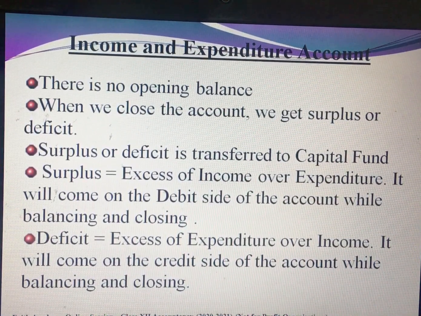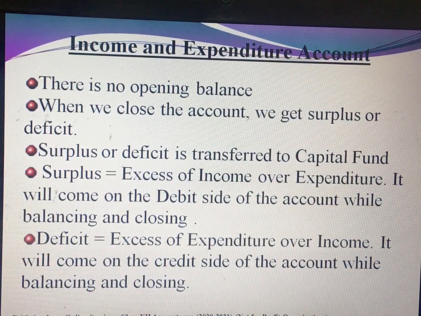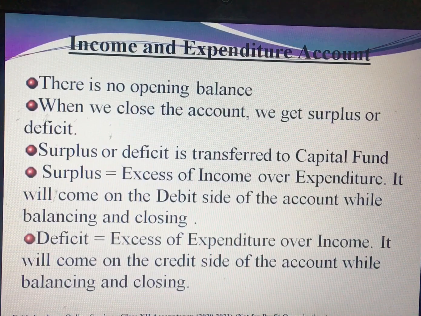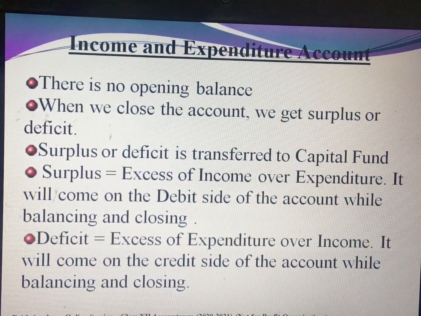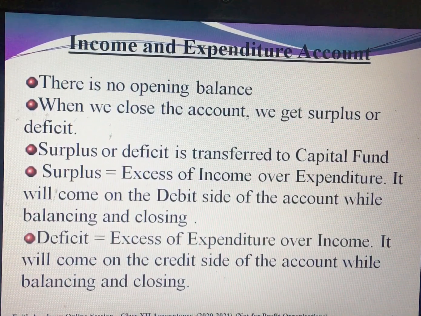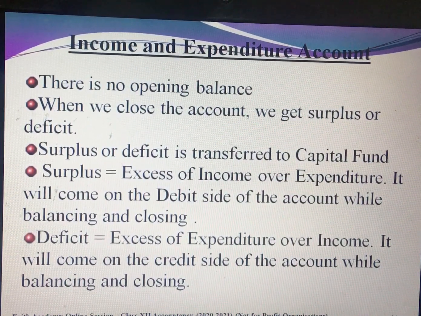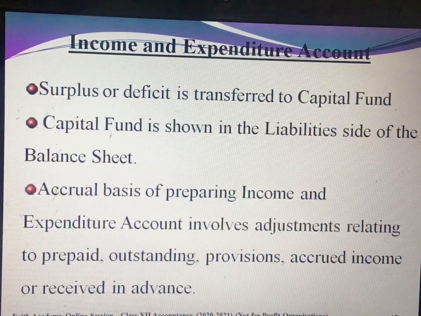When do we get deficit? We get deficit when expenses are more, income is less. When expenses are more means debit side is more. So balancing figure will go to the credit side, and deficit is shown on the credit side of the account by balancing and closing this account. So this account is not having any opening balance, and when we close this account we get surplus or deficit.